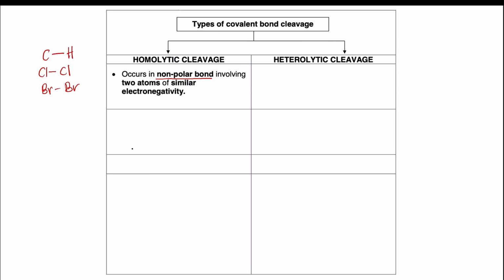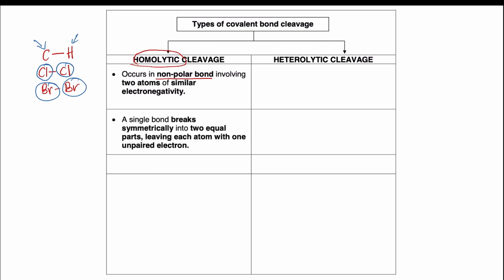Dulu Madam explain kan, dia mesti dua atom yang sama. Tapi kalau you tengok yang di sini, dua atom yang berbeza. Alright. So, homolytic cleavage, again, it happened in a non-polar bond. Okay, so apa yang akan berlaku? A single bond breaks symmetrically into two equal parts, leaving each atom with one unpaired electron.